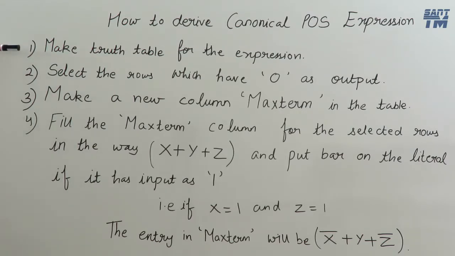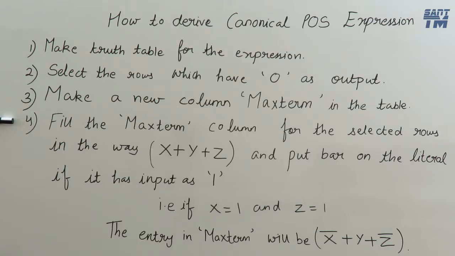The first step states that make truth table for the expression. We make the truth table for the expression, then we select the rows which have 0 as output. Note that in case of SOP, the rule said that we have to select the rows that have 1 as output, but in case of POS, we have to select the rows which have 0 as output. Third step, make a new column Maxterm in the table. In case of SOP, we made Minterm column. Now in POS, we will make Maxterm column.